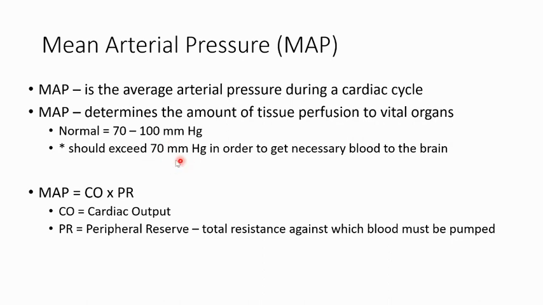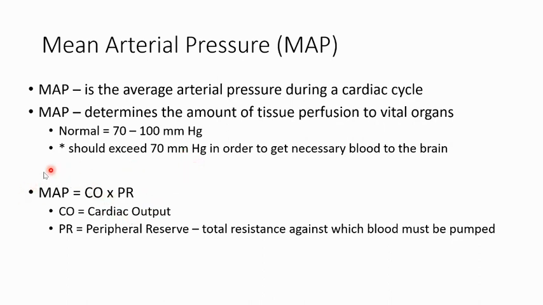You've got to at least have 70 or above if you're going to get blood to the brain. Your brain has got to have access to blood, and the only way to get it there is to have an average arterial pressure of 70 millimeters of mercury or higher.